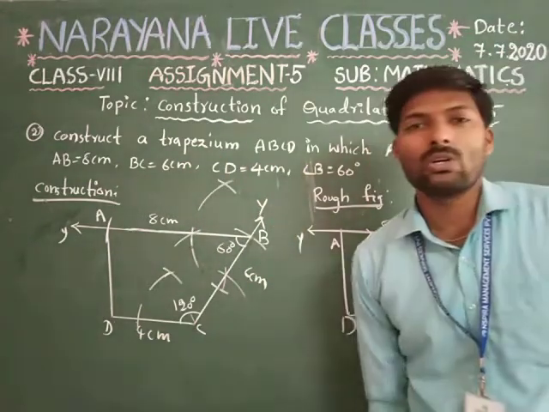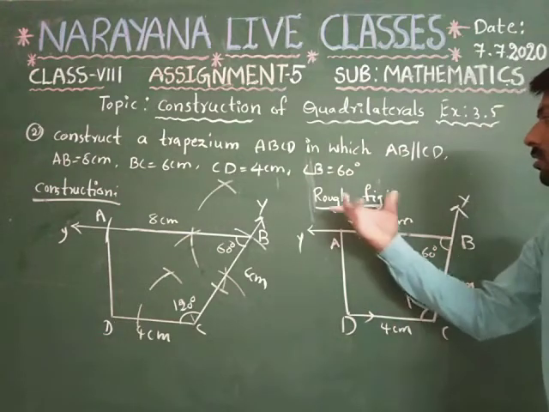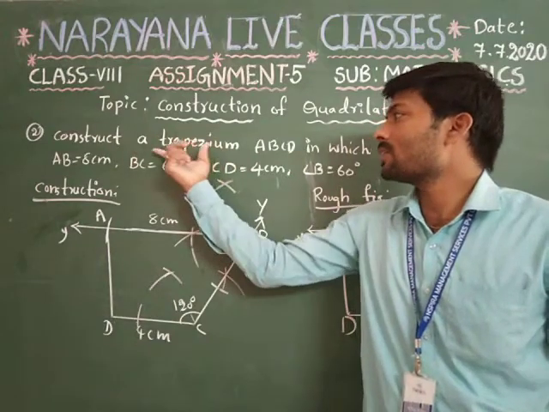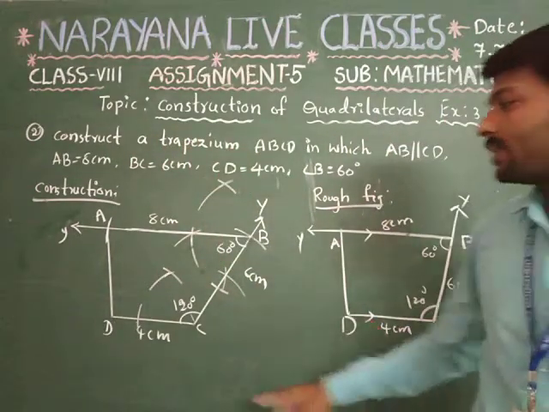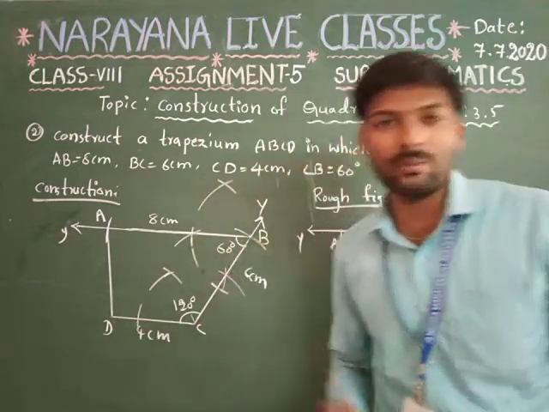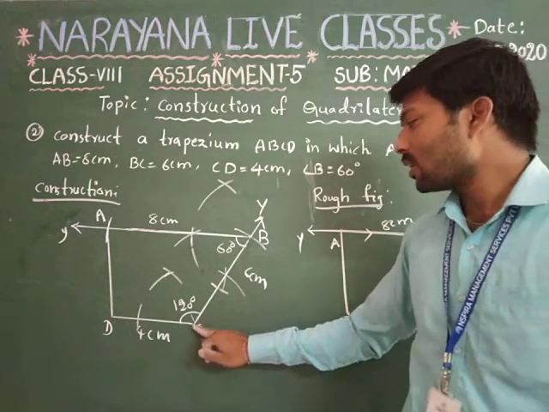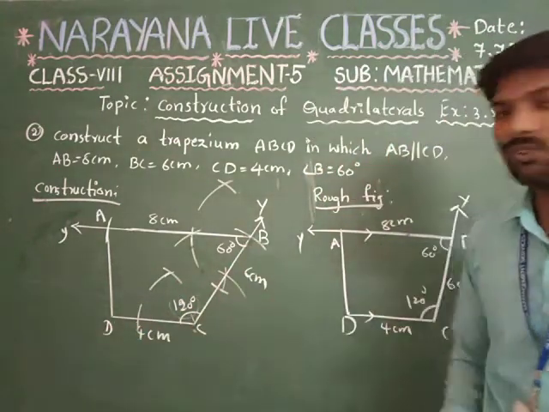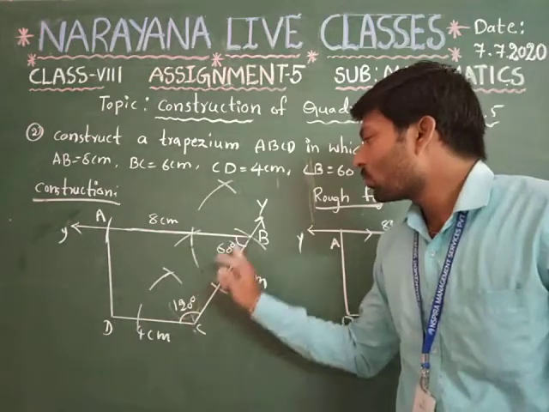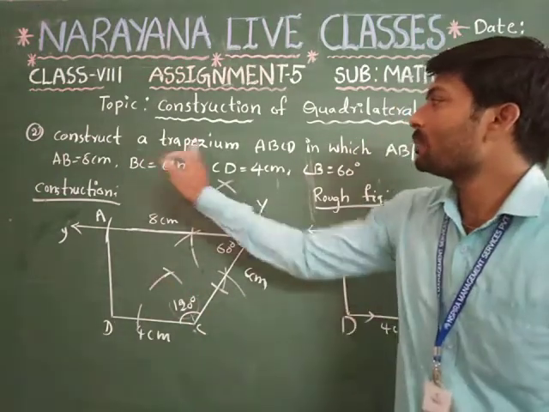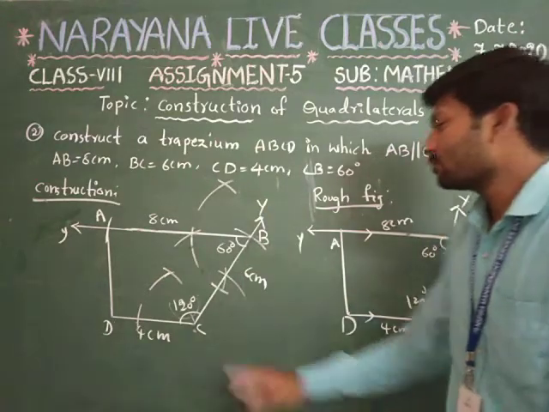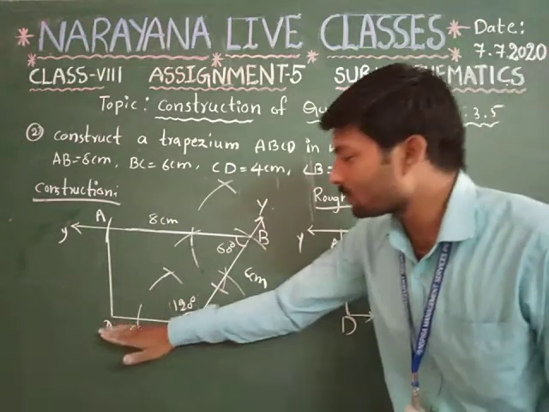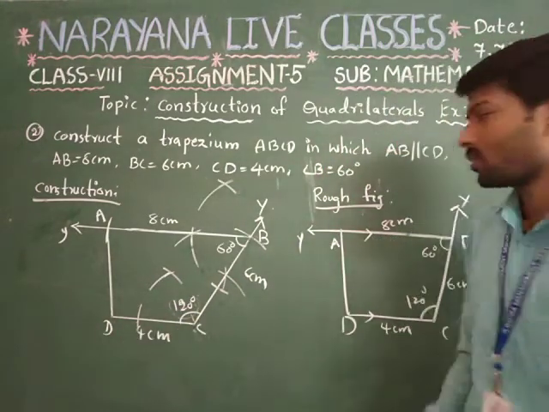After that we have to write the steps of construction. First point, draw a rough figure and label it based on the given measurements of the quadrilateral, that is a trapezium ABCD. The second point, draw a line segment whose length is 4 centimeters, and from point C construct 120 degrees such that angle DCB is equal to 120 degrees, from the co-interior angles concept of trapezium ABCD. Again draw a ray CY, which makes 120 degrees with respect to side DC.